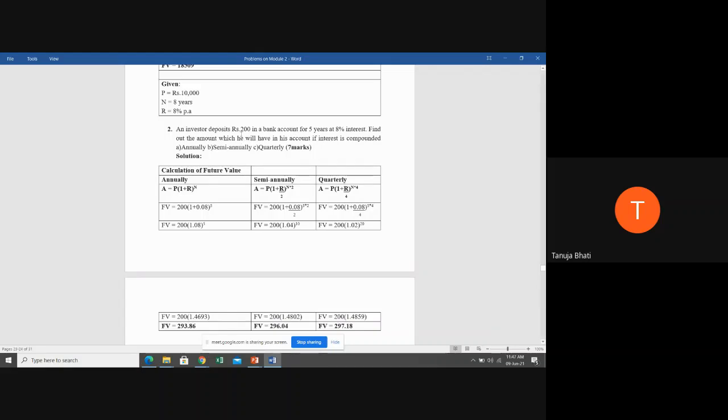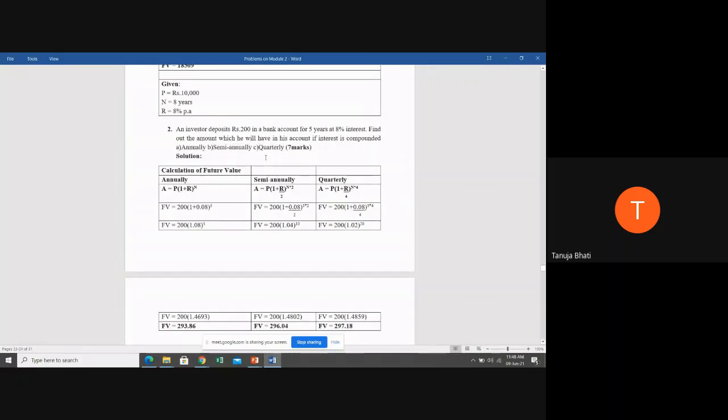So can anyone tell me what is this 200? What does it represent, present value or future value? Yes, students? Present value. 5 years is the number of periods given, and 8% is the rate of interest. But they are asking for a separate calculation for annually, semi-annually, and quarterly.